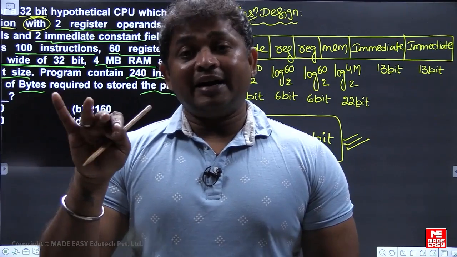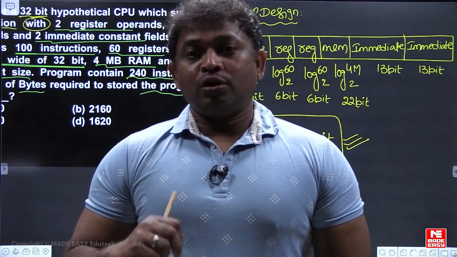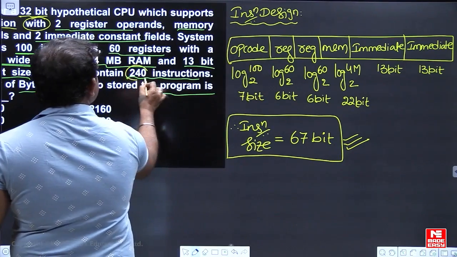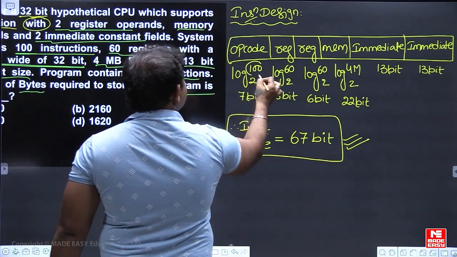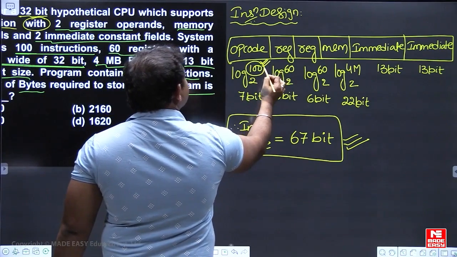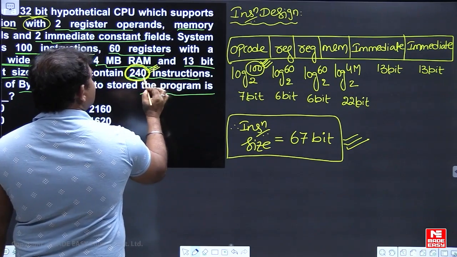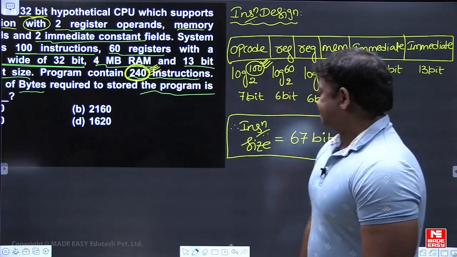Making use of 100 instructions, the user developed the source code. That source code has 240 instructions. See this: the system contains 100 instructions. By taking the help of 100 instructions, the user developed the source code with 240 instructions. So the number of instructions is 240.